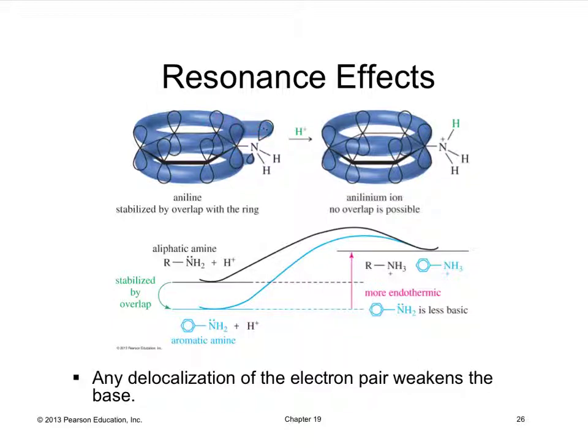In terms of aniline, you have the ring, the electrons on the nitrogen participating in the p orbitals of the ring. As a result, this is more stable than when it's protonated. That overlap is eliminated, and there's no overlap possible. As a result, if we look at the energy diagram, the aromatic amine is much lower in energy than the aliphatic amine. And so it gets to the same point. However, it needs more energy, activation energy, in order to get across.